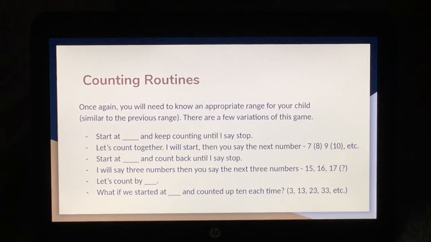For example, start at 12 and keep counting until I tell you to stop. 13, 14, 15, 16, 17, 18, 19, 20, 21, 22. You can stop right there. So I allowed him to go past 20 to make sure that he understood what number comes after 20 when we cross that decade. This time we're going to try another way.